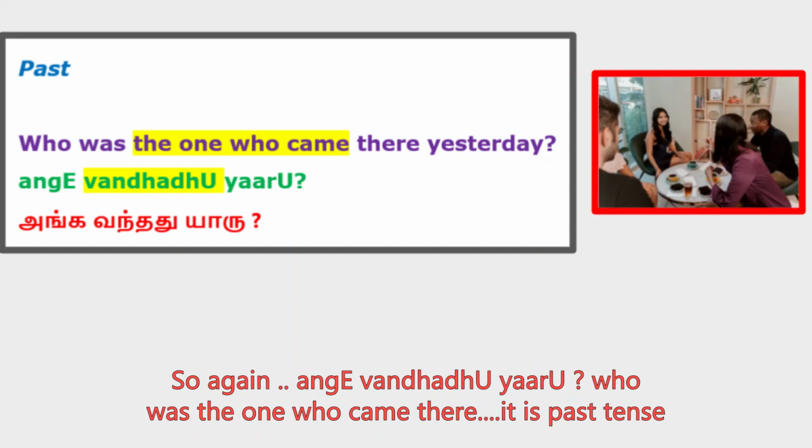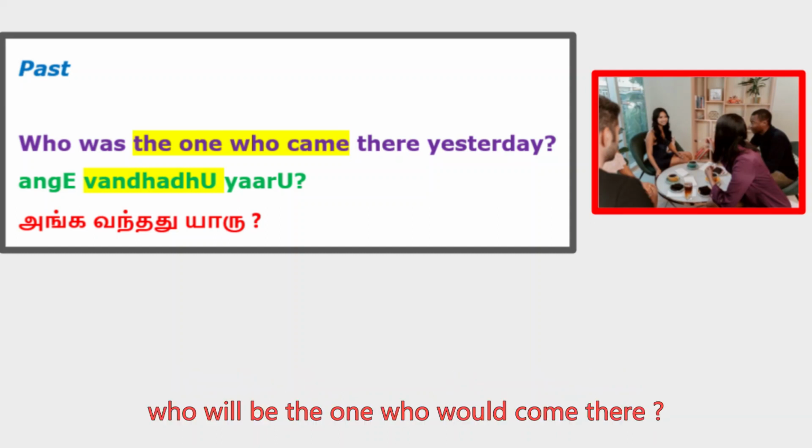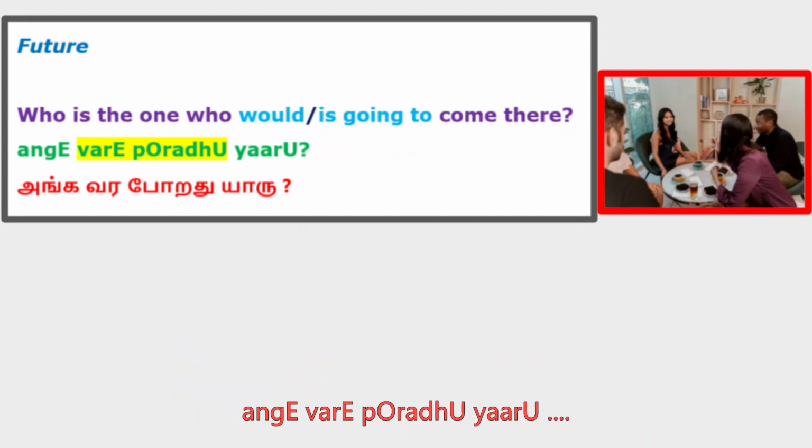So again, Anga vandadu yaru. Who was the one who came there? It is past tense. Please excuse my voice, I have a very bad sore throat. Who will be the one who would come there? Anga varaporathu yaru. Anga varaporathu yaru. I think it's easier for you. Now you're getting it.